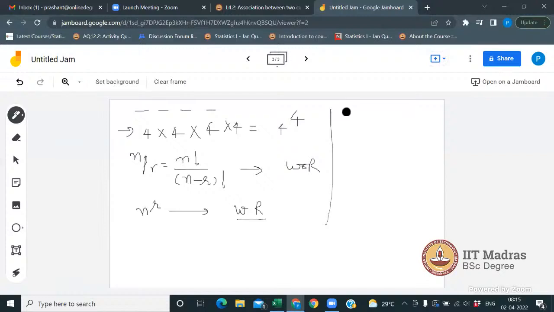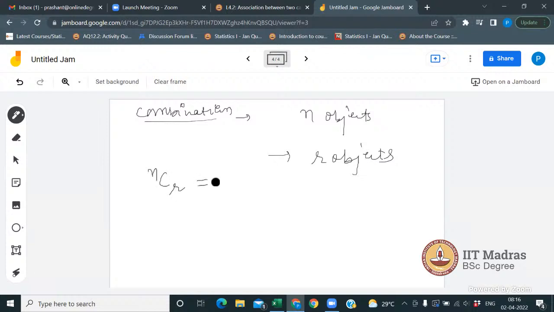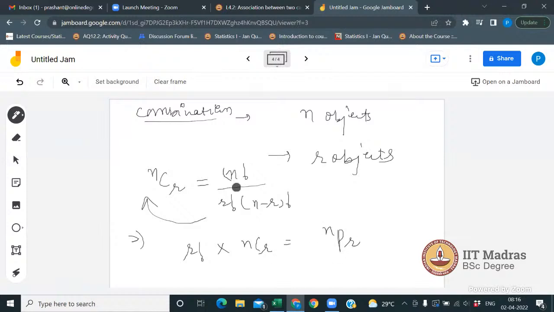And combination is where you have to choose. Suppose you have n objects and I have to choose r objects. I'm not concerned about the order. I have to just select. Then it will be nCr, which means n factorial divided by r factorial into n minus r factorial. If you clearly observe, r factorial into nCr equals nPr.